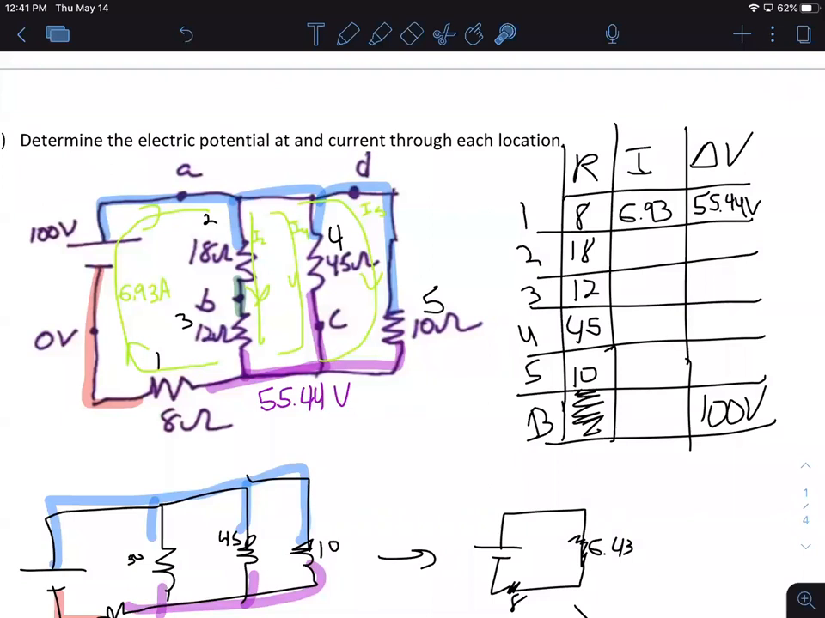How does that help? Well, now I know the delta V for each of these. They're both going from the blue, which is right after the battery, so it's 100 volts. Battery gave 100. They need to be taking away enough to get me to 55.44. So 100 and 55.44, that's a difference of 44.56. So resistor 4 is doing that, and resistor 5 doing 44.56.